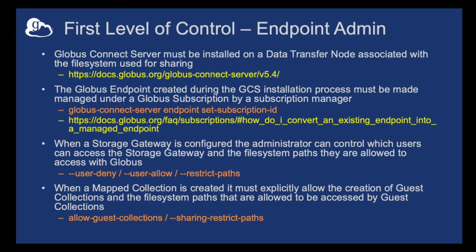Let's talk about that first level of control, the degrees of freedom controlled by the configuration steps executed by the endpoint administrator. I'm not going to go through the configuration of Globus Connect Server version 5. We've done other videos for that. The GCS v5.4 installation documentation, associated quick start guide, data access admin guide, and Globus Connect Server command line reference are excellent. In order for an endpoint to allow sharing, it must be made managed.